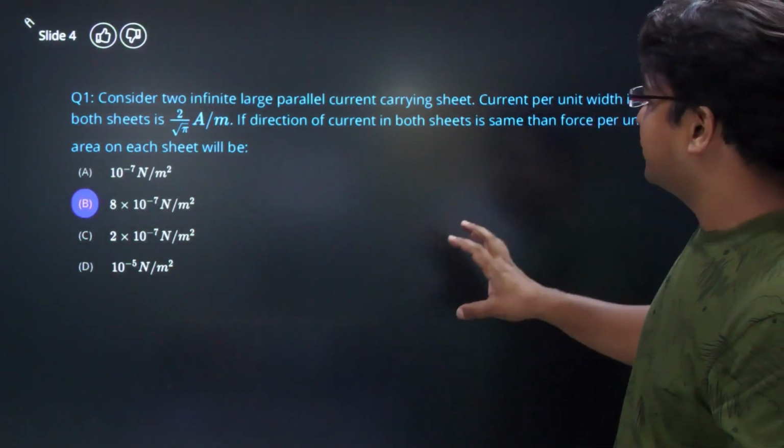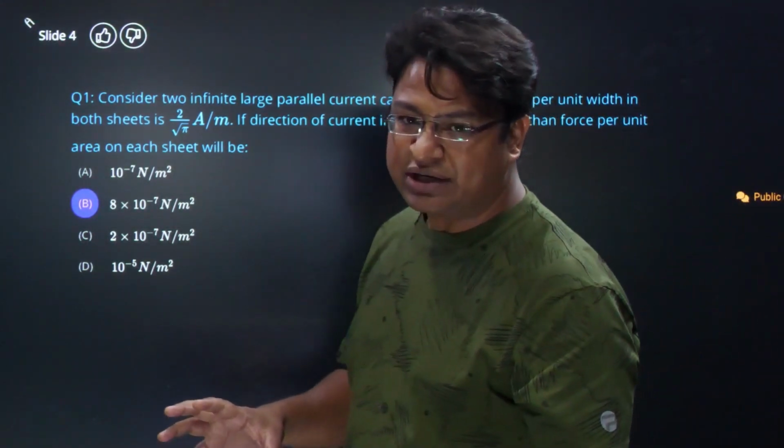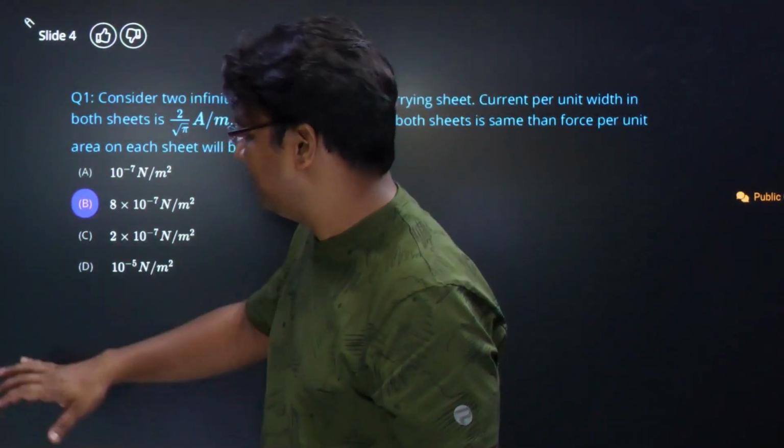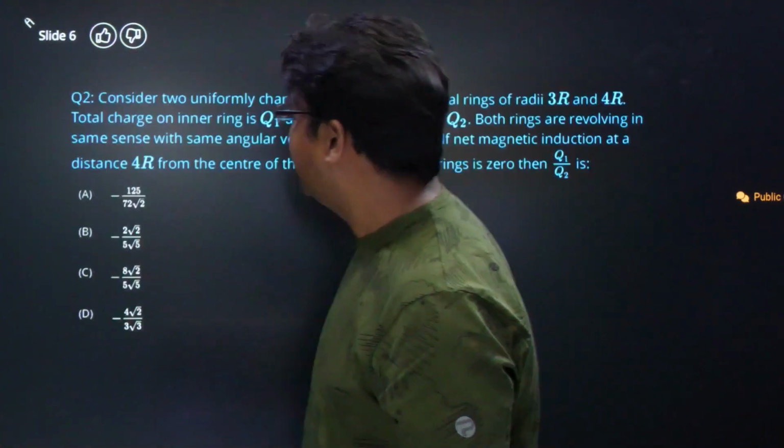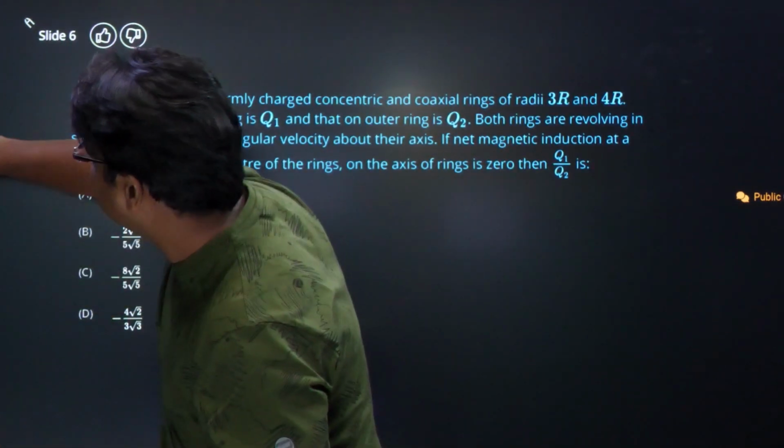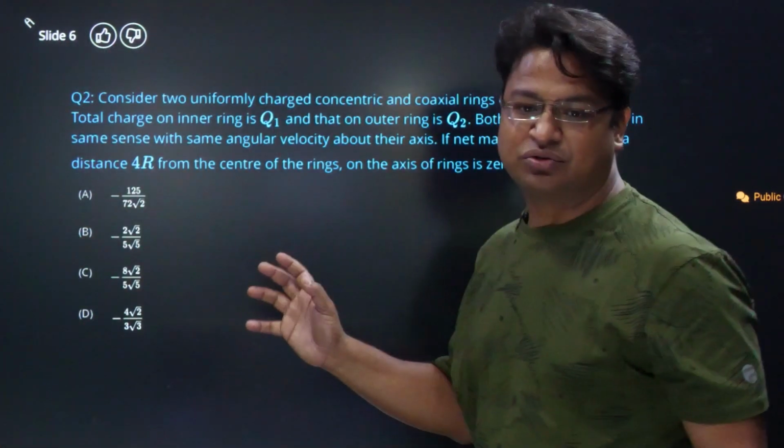Alright, so that was question number 1 for you. I hope you understood the entire situation and you understood the solution as well. We'll now go to question number 2. Let's see what question number 2 has in store for us.